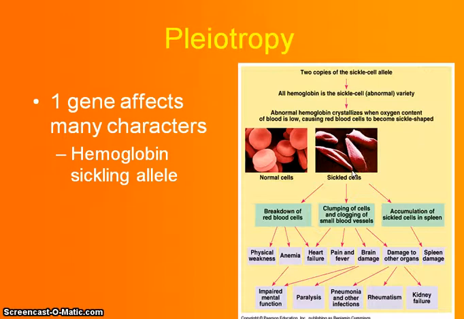And what happens is that when a gene causes this sickle cell trait, the cells can then end up breaking down other red blood cells. They can end up clogging blood vessels, and all of these different things can occur from that: anemia, heart failure, brain damage, spleen damage, kidney failure. All these different characteristics could happen based on this one gene that causes these sickle cells. So that's pleiotropy, when one gene affects many characteristics.